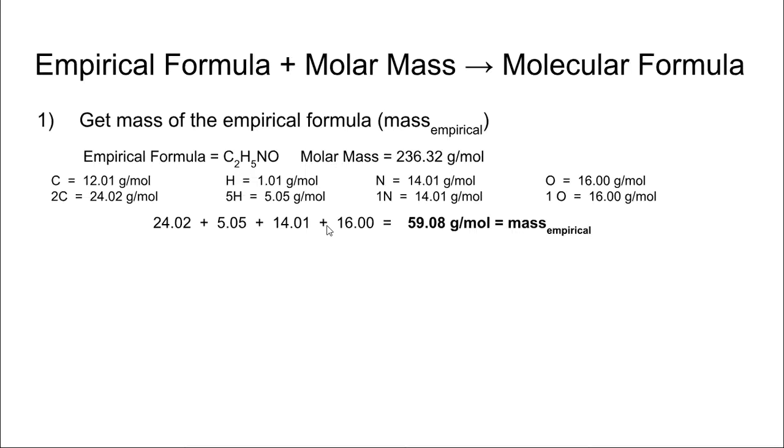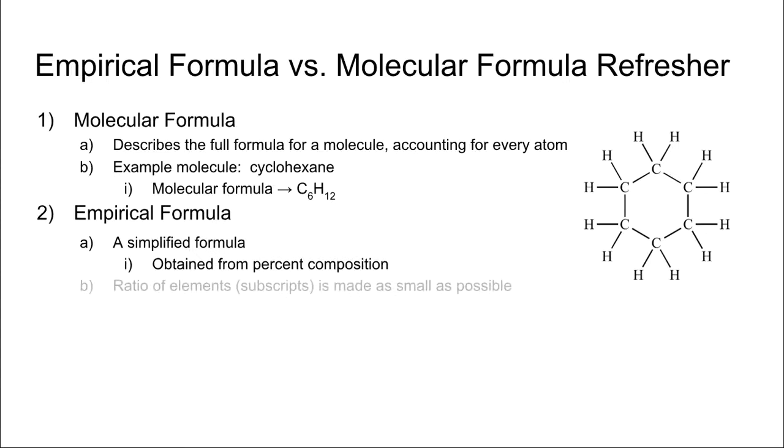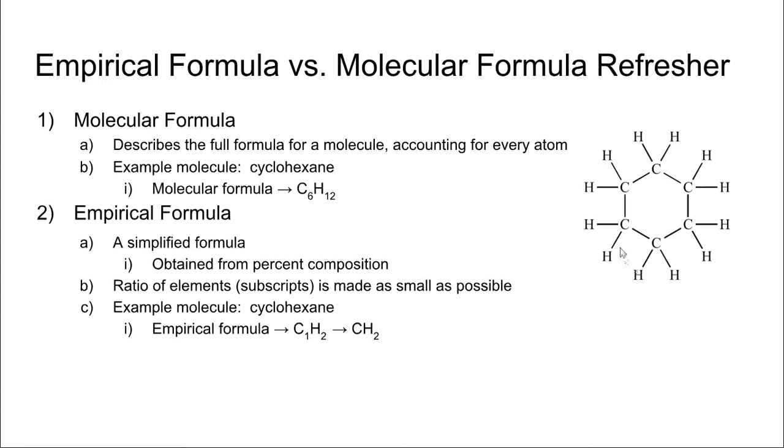Just like we can see with that CH2, in fact, let's go back to that for one hot second. Here, this CH2 describes kind of one unit. Here's a CH2, and I can see there are 6 of those. So I know that my molecular formula is 6 times my empirical formula in this case.